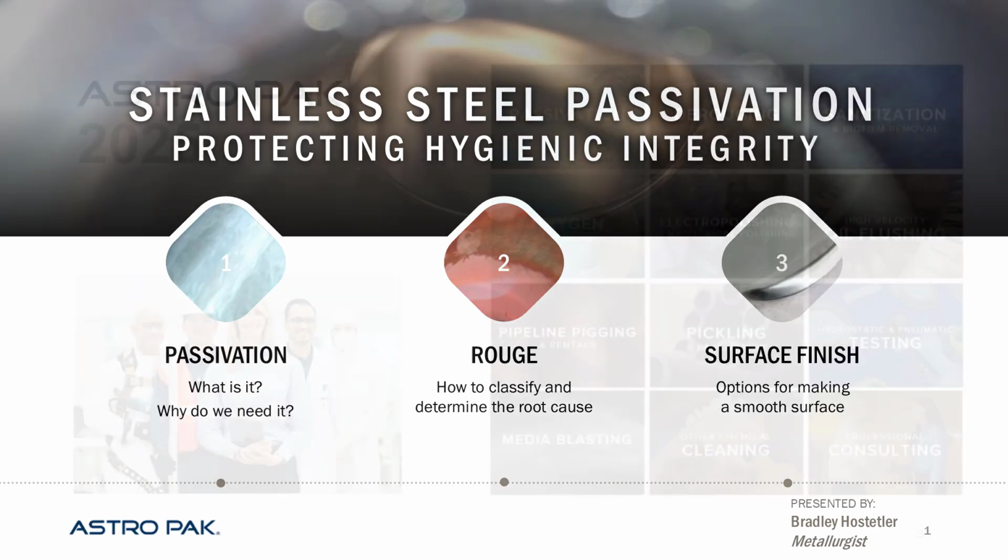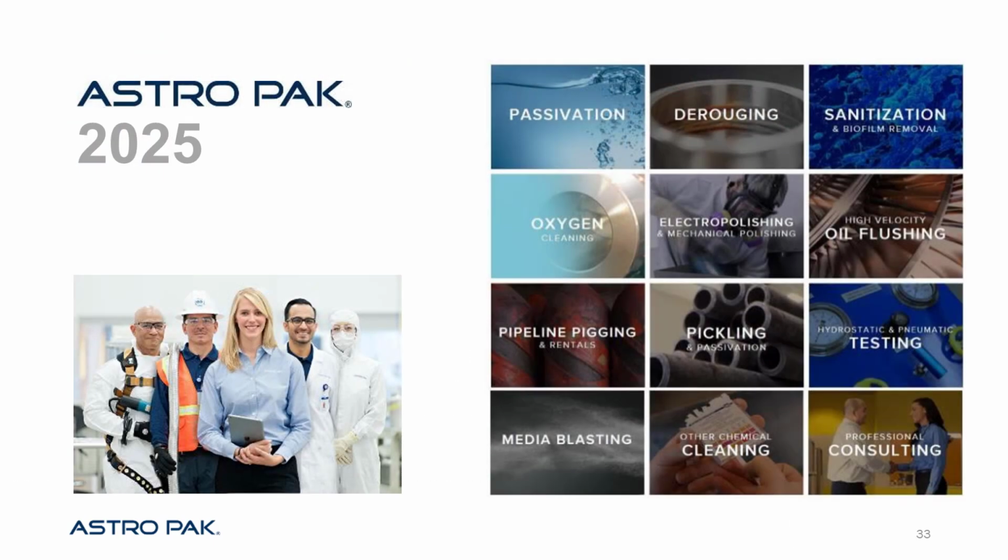That's my team specifically. AstroPak is a chemical service provider in really any sort of high purity industry. So passivation is our bread and butter, but any sort of forced circulation, alkaline or acid processes in installed stainless steel systems. So I was tasked to speak about protecting hygienic integrity in stainless steel systems.